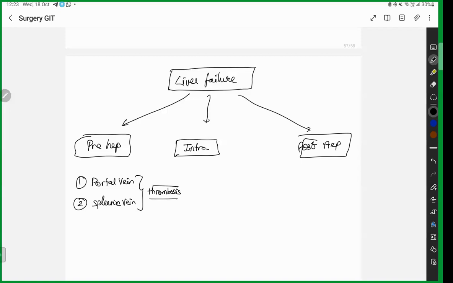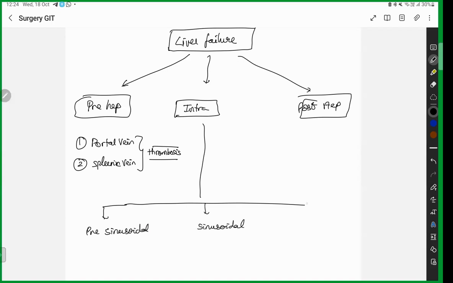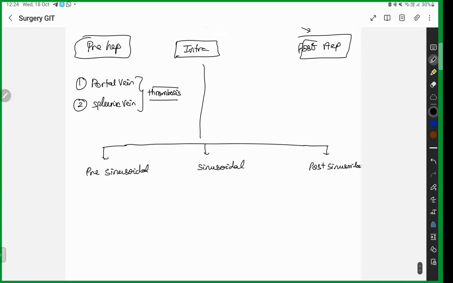Okay, so what are the causes of intrahepatic? Intrahepatic, again we can divide into 3. Number 1, pre-sinusoidal. Number 2, sinusoidal. And number 3, post-sinusoidal. So you're going to have pre-sinusoidal, sinusoidal, and post-sinusoidal.